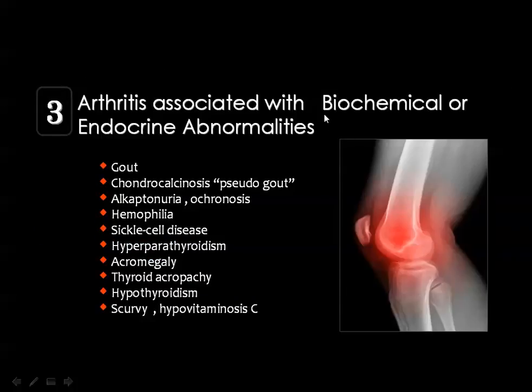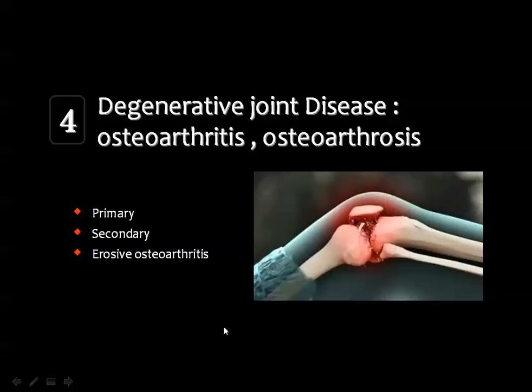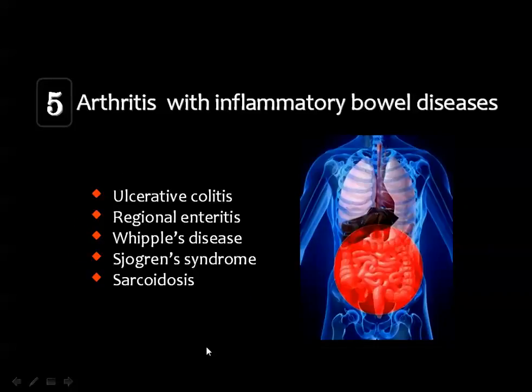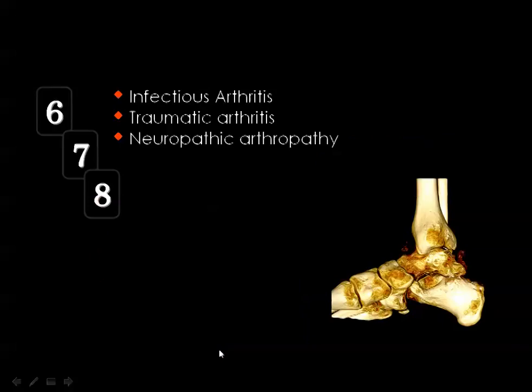Arthritis associated with biochemical and endocrinal abnormalities include gout and pseudo-gout, alkaptonuria, hemophilia, sickle cell disease, hyperparathyroidism, acromegaly, thyroid acropathy, hypothyroidism, scurvy, and hypovitaminosis C. Degenerative joint disease will include primary and secondary osteoarthritis as well as erosive osteoarthritis. Arthritis related to inflammatory bowel diseases such as ulcerative colitis, regional enteritis or Crohn's disease, Weber's disease, Sjögren, and sarcoid.